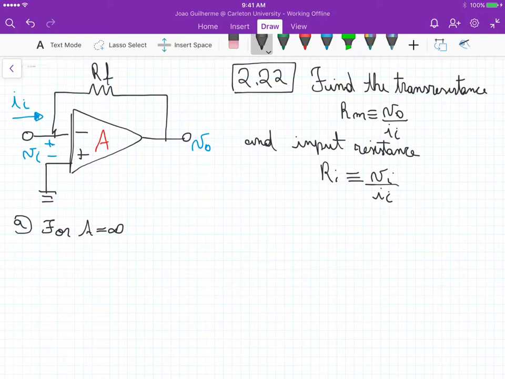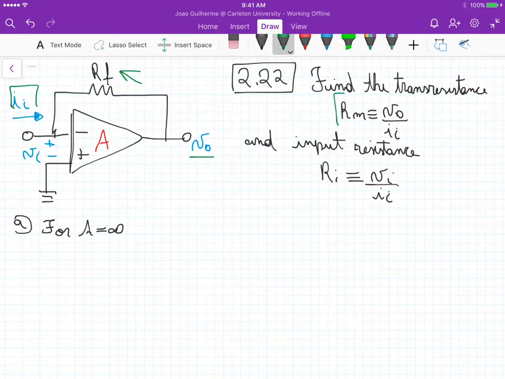So this is the second problem, 2.22, and we have this particular circuit here. So we have an input current I here. We have a feedback resistor here, and we have our V out. And we need to find the transresistance.